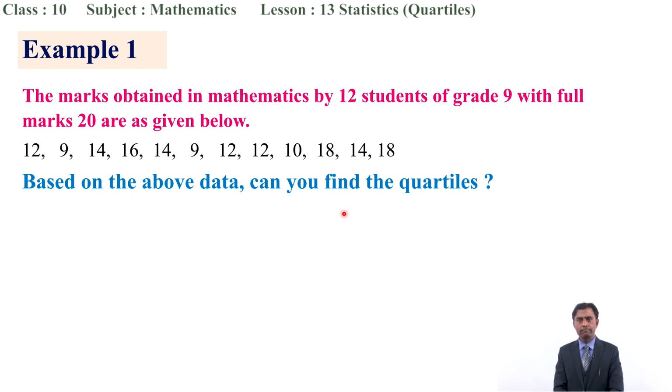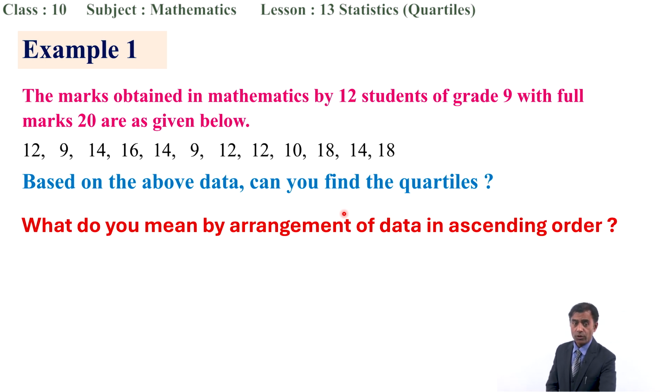Why not? This type of data is called individual data. The marks obtained by each of the 12 students are given here, so each individual's marks are represented. So this is called individual data. We know how to find quartiles in individual data; we have learned it in class 9. So, how to find it? Here is the question.